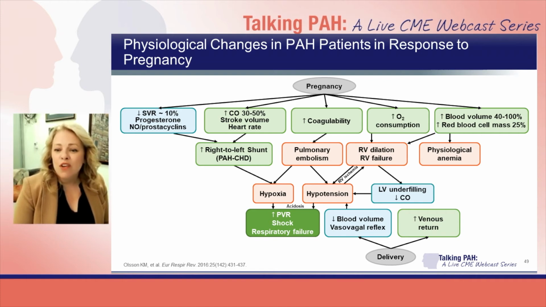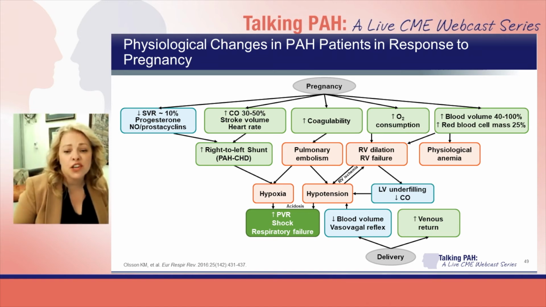And then our blood volume will increase 40 to 100% with increased red blood cell mass. So again, as Ron was mentioning earlier, a different hemoglobin than our average patient. If the patient has congenital heart disease, you're going to increase right to left shunt, and those patients are particularly difficult to manage. And with that coagulability, you can get things like PEs, which will lead to more hypoxia and hypotension and circular, causing more cardiac failure.